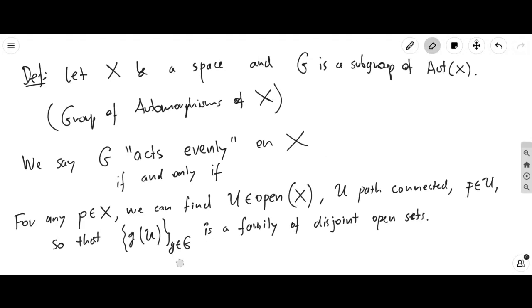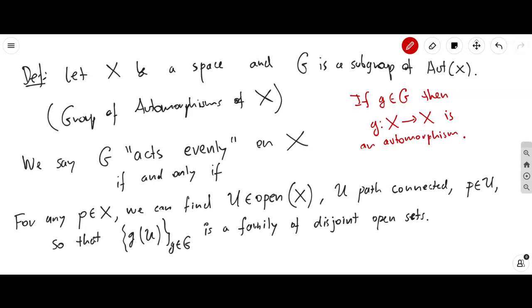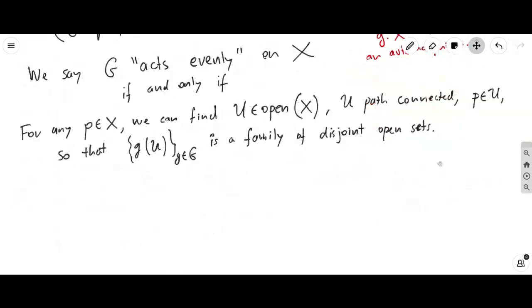They have to be open sets because this g, what is it? It's an automorphism, right? So note that if g is in the group of automorphisms, then g is by definition an automorphism of X. So that would mean that if you pick an open set in X and you apply g to that open set, it's going to push it forward to another open set. So these are necessarily open sets. So the requirement is that these are all disjoint.